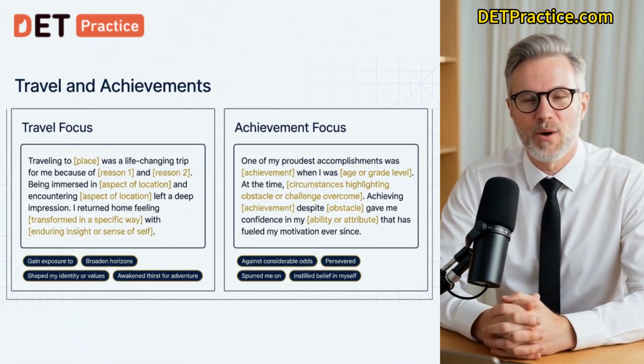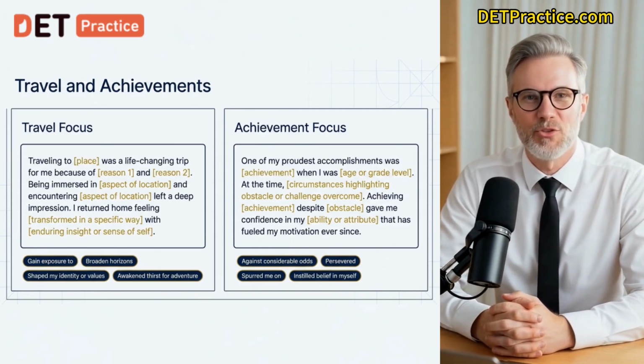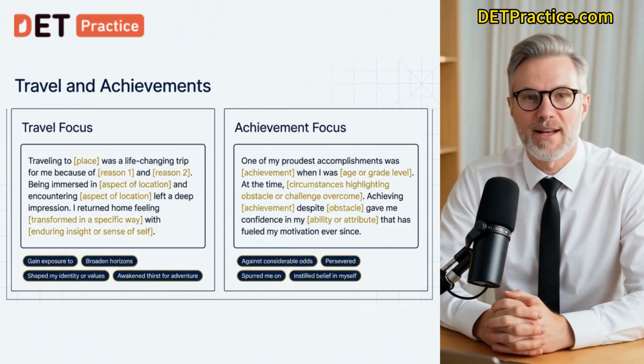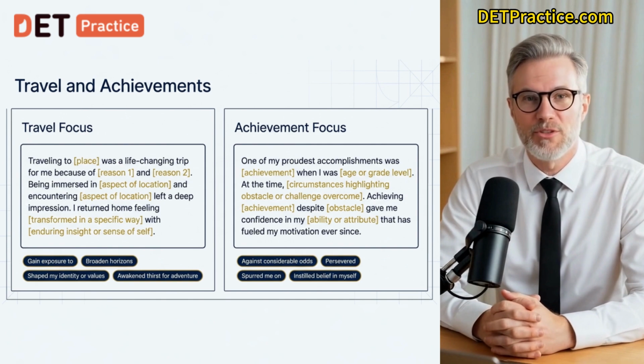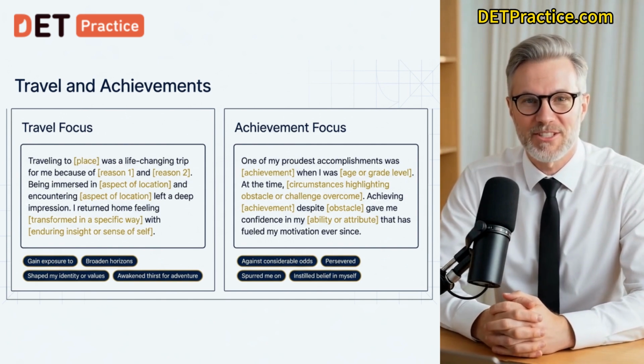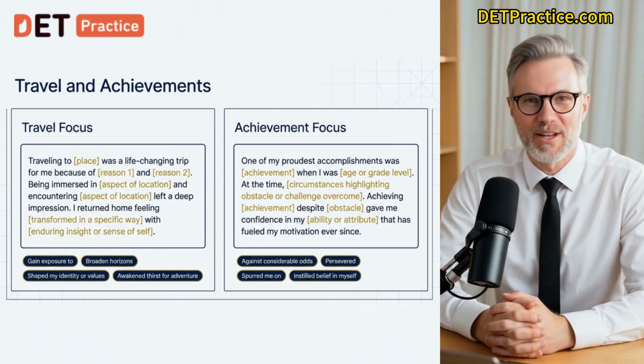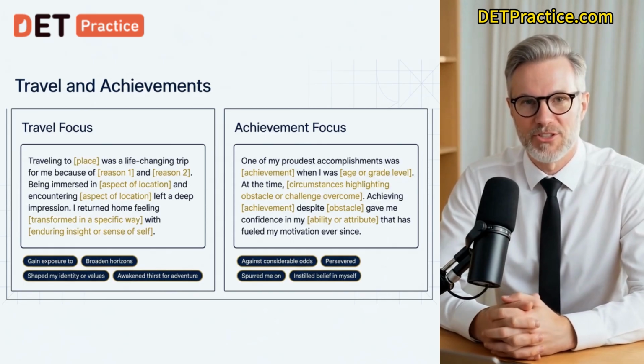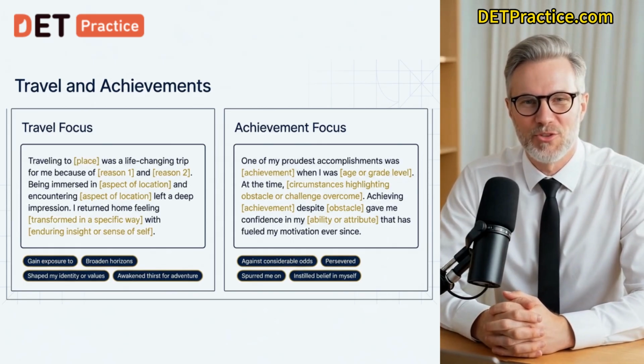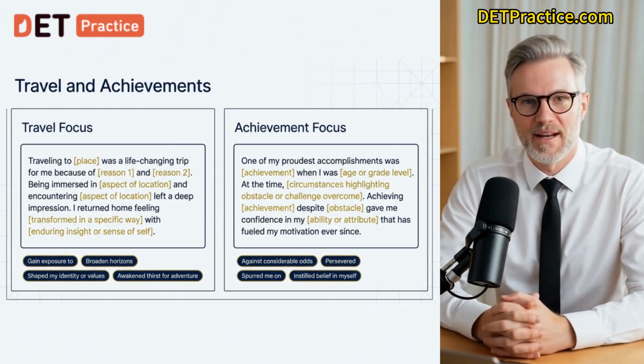Template 9. Talking about travel experiences. For travel-related questions, traveling to place was a life-changing trip for me because of reason 1 and reason 2. Being immersed in the local culture and experiencing new things left a deep impression. I returned home feeling transformed with new insights about myself. Useful expressions include gain exposure to, broaden horizons, shaped my identity or values, and awakened thirst for adventure.